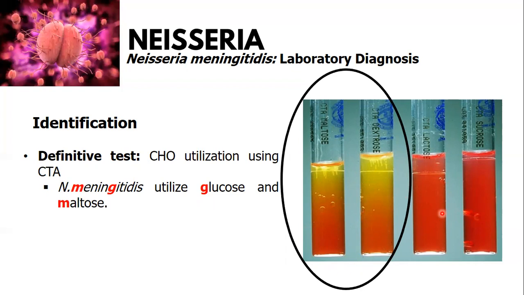Now, take note that for Neisseria meningitidis, the organism ferments glucose and maltose, thereby causing a yellow coloration in the CTA media that contain 1% glucose and 1% maltose. And in this way, we can now isolate and speciate Neisseria meningitidis. And because we are sure that it is Neisseria meningitidis, then we can proceed to antimicrobial susceptibility testing.